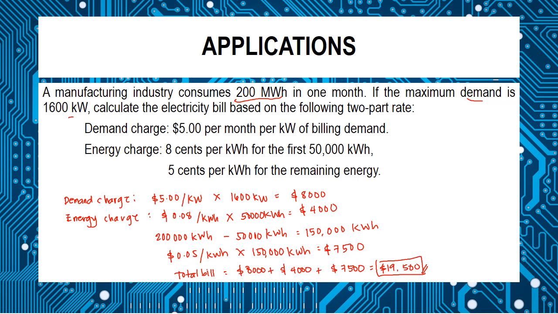So the total bill will be the summation of these charges. We have 8,000 plus 4,000 plus 7,500, and that is equal to $19,500.